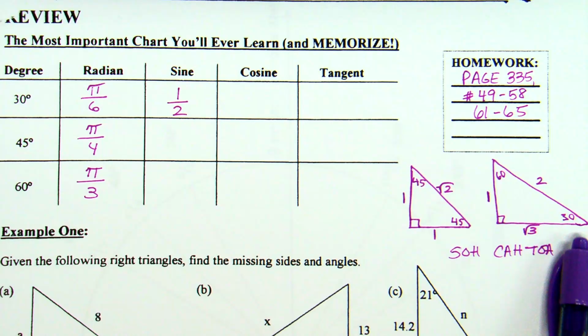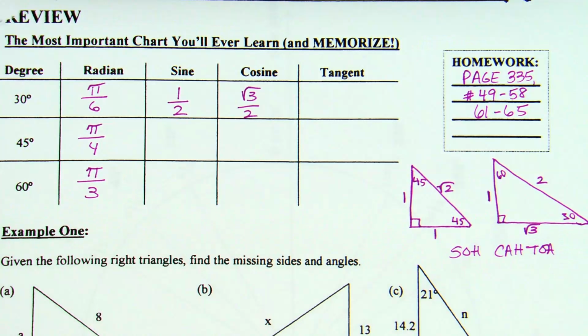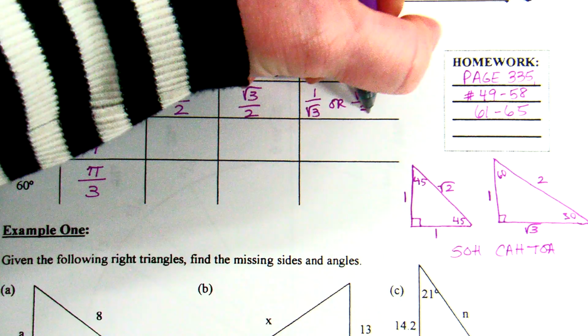Tangent of 30. Okay, square root of 3 over 3 if you just flat out have it memorized, right? If you're doing opposite over adjacent, it's 1 over square root of 3. So remember, I'm accepting of either: 1 over square root of 3 or square root of 3 over 3. But there are times that one is more helpful than the other.